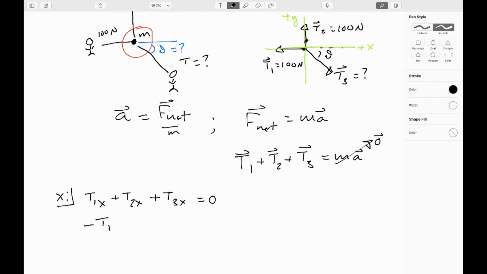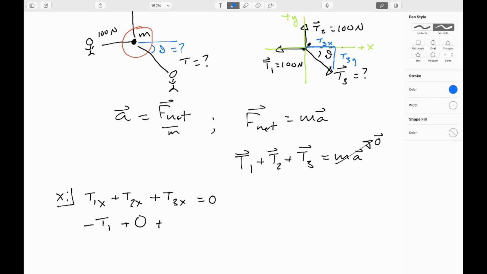Similarly, I look at T2 and I see the whole thing points vertically. So the x component is going to be 0. This is going to leave me with finding the x component for T3. Let's just highlight that out. So this piece here will be T3x. This piece here will be T3y for when we get there.